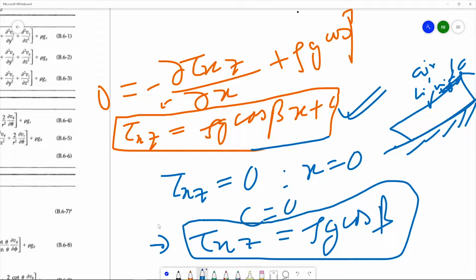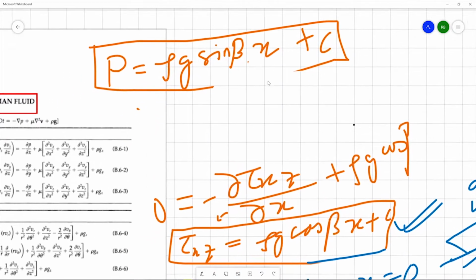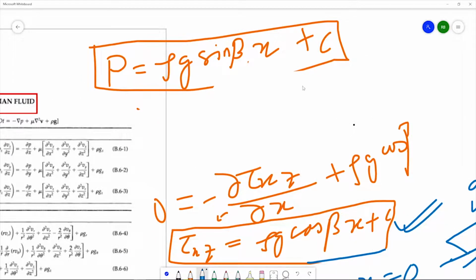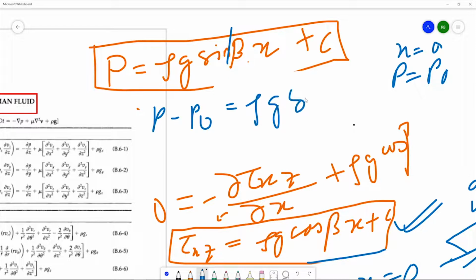Okay, so you have got this shear stress profile. Then for pressure, you can use the boundary condition. At x equal to 0, at the surface, what is the atmospheric pressure, right? P is equal to P naught. If you put this boundary condition, this will become 0, and C is nothing but P naught. So you'll get P minus P naught equal to rho g sine beta x, right?